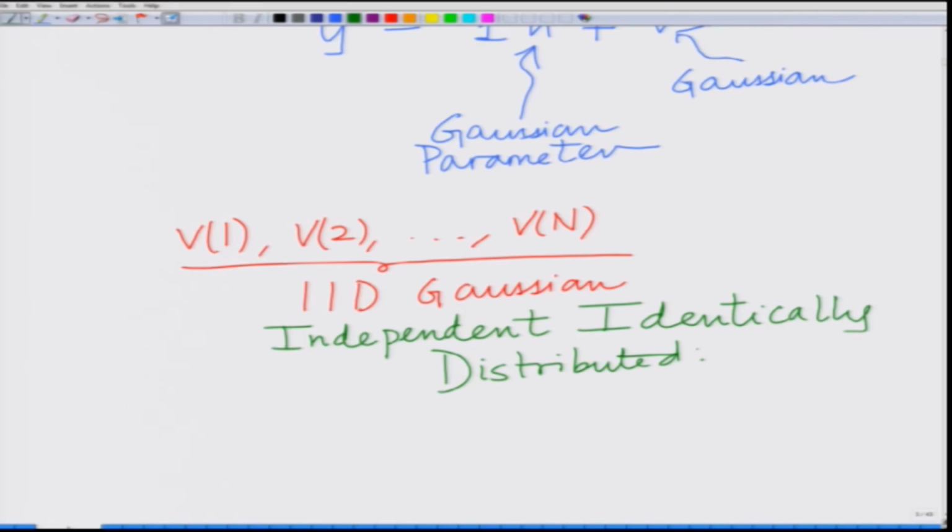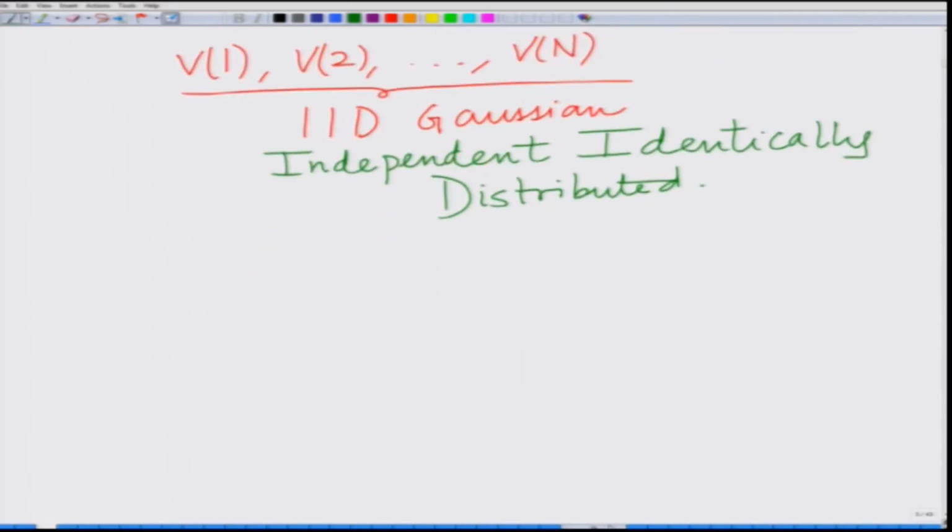This is independent identically distributed Gaussian. What do we mean by that? We mean that each of V1, V2, ..., Vn is Gaussian. Now, they are also identical, which means the expected value of each Vk is 0, and the expected value of Vk square is sigma square, that is what we have already seen.